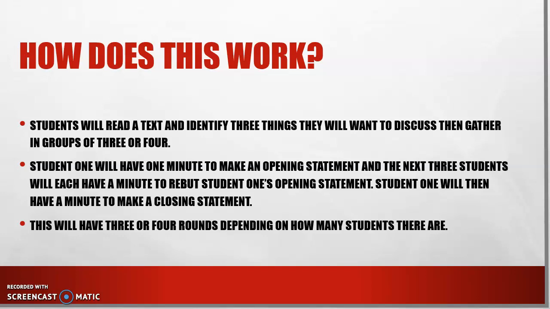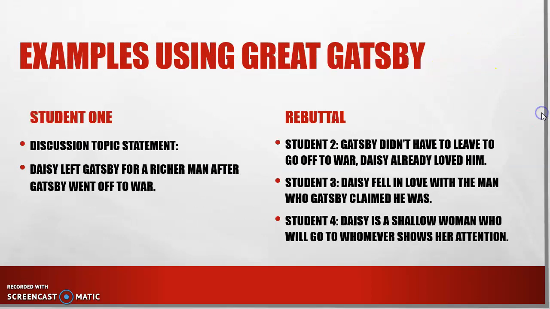So, this will have about 3 or 4 rounds depending on how many students there are, because each student will take a turn at being the main speaker, and each student will take a turn at being a rebuttalist. And so, let's go ahead and see how this actually goes down.